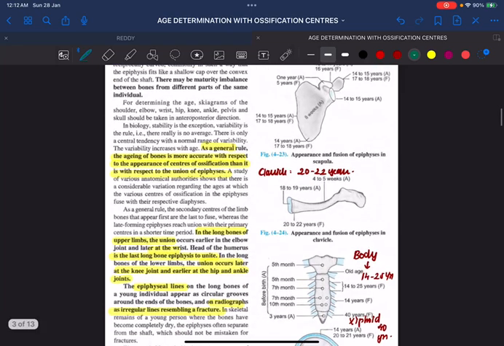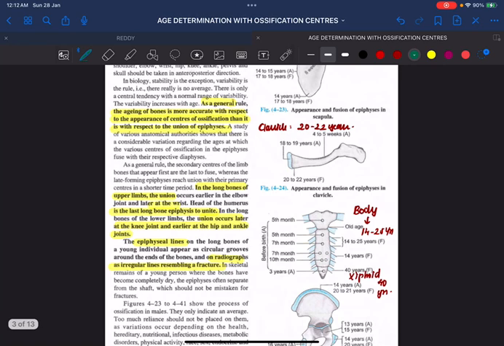Fine? As a general rule, remember the aging of bones is more accurate with respect to appearance of centers of ossification than with respect to the union of epiphyses. But for our exam purpose, we will mainly remember the age at which the ossification centers undergo fusion rather than appearance. Appearance is of limited importance for us. Remember, in the upper limb, union occurs first in the elbow, then in the wrist, whereas in the lower limb, union occurs first in the hip and ankle joint and later at the knee joint.